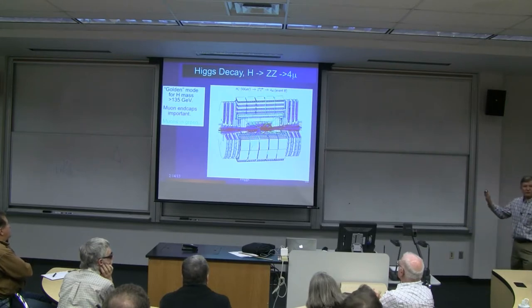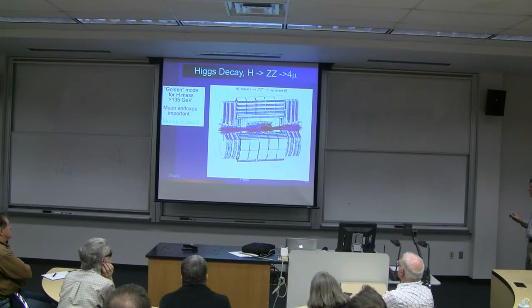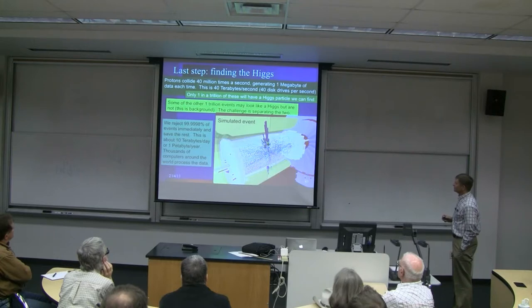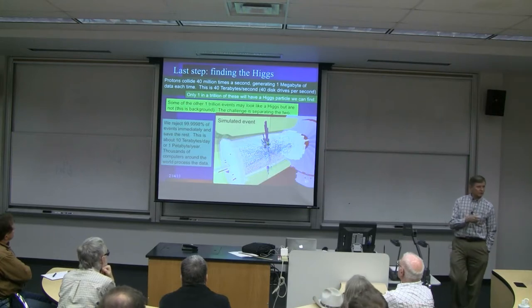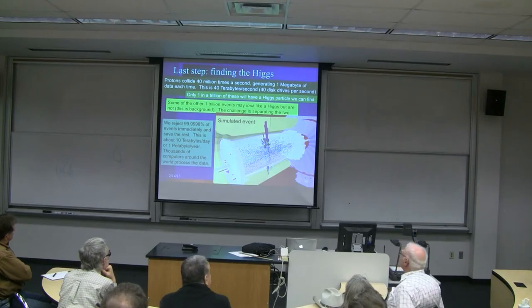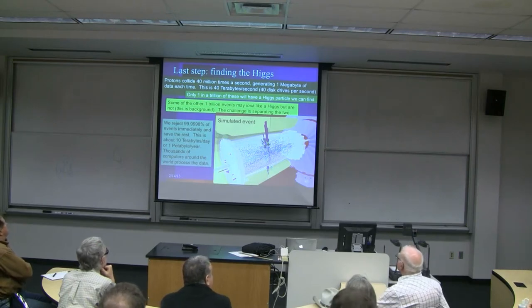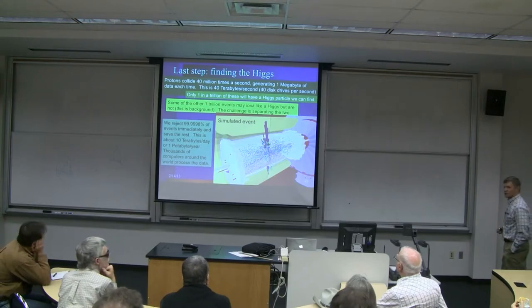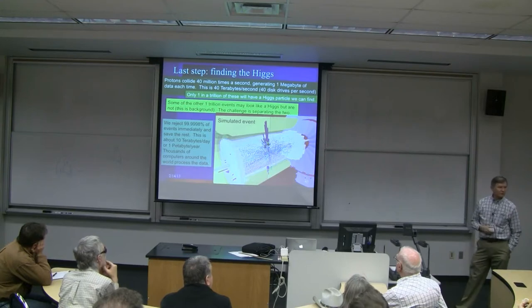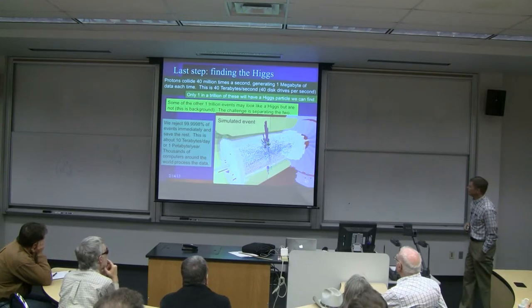This is sort of a golden signature, but it's even rarer than the two photons. But we look for that. Okay, so this probably answers your question about how often they interact. Protons collide 40 million times a second. They generate a megabyte of data each time. So this is 40 terabytes a second, or 40 disk drives per second that we would fill up.